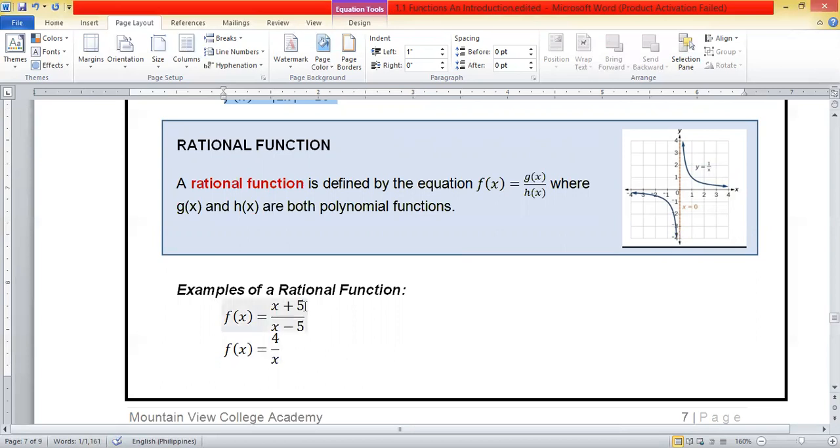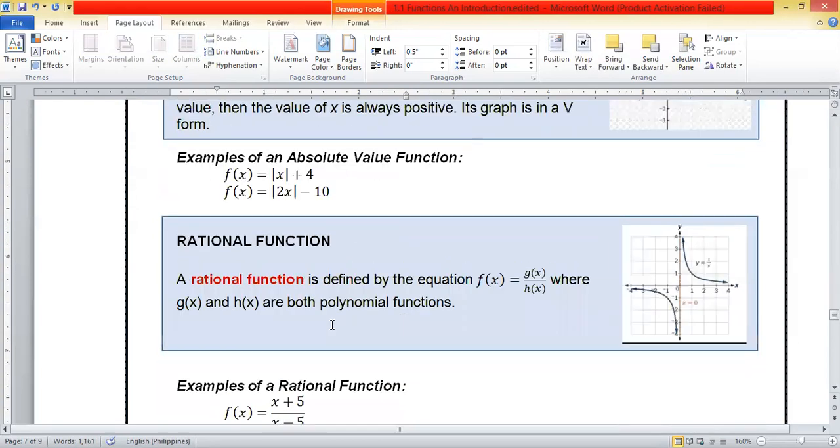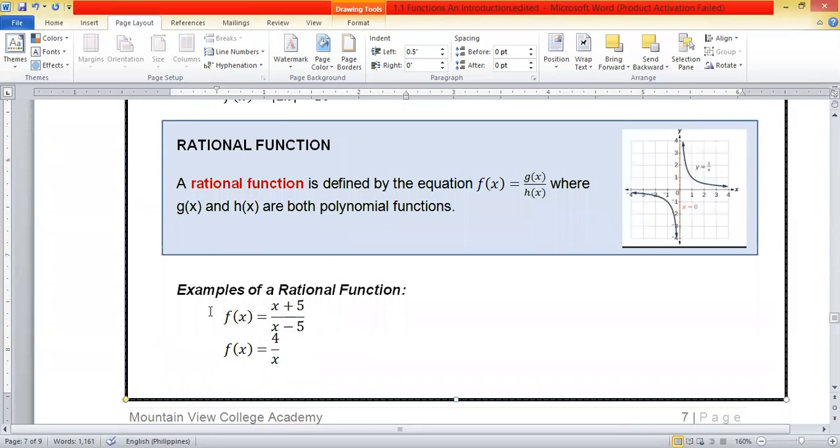For example, this x plus 5 is a polynomial function. X minus 5 is also a polynomial function. Therefore, with the numerator and denominator as polynomial functions, we call this whole function a rational function. Next, 4 is a polynomial function. X is a polynomial function. So therefore, this is a rational function.